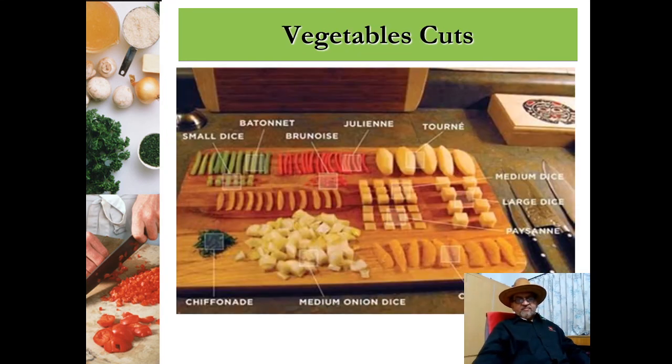So this is in detail. Batonnet, small dice, brunoise, julienne, tourne, turned potatoes, medium dice, large dice, small dice, paysan. The difference between paysan and dice is that dice has width, it has height, and it has depth. Whereas paysan has only width and height. So it is like a flat square, if you can see in the picture. And chiffonade is same as julienne, except that chiffonade is only cut of leafy vegetables.